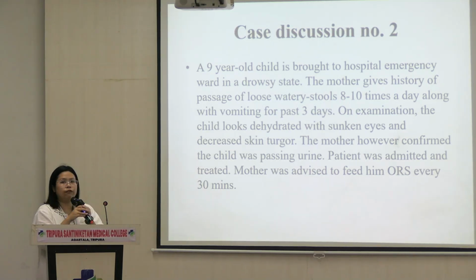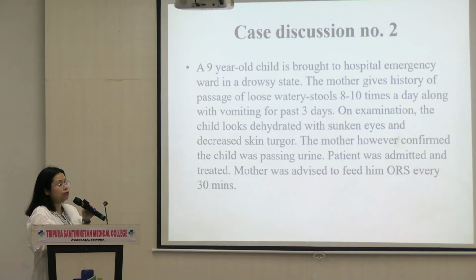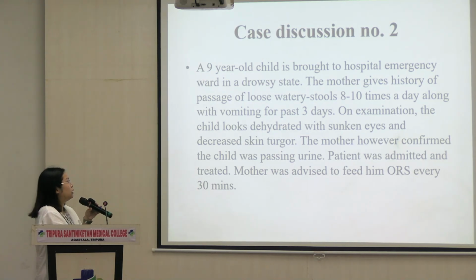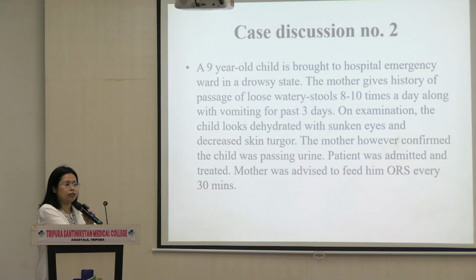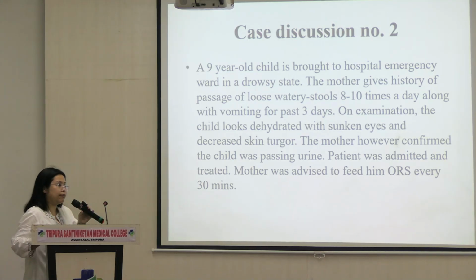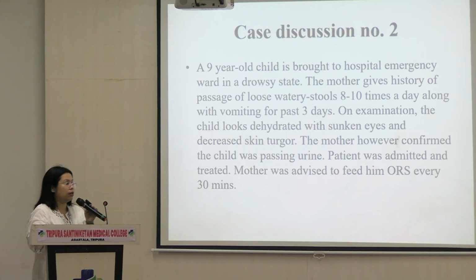Mother is giving a history of passage of watery stool 8 to 10 times a day for the last 3 days, and vomiting as well. So you examine the patient. The child looks very dehydrated, with sunken eyes and decreased skin turgor. The mother confirms that the child has passed urine and is passing urine regularly.